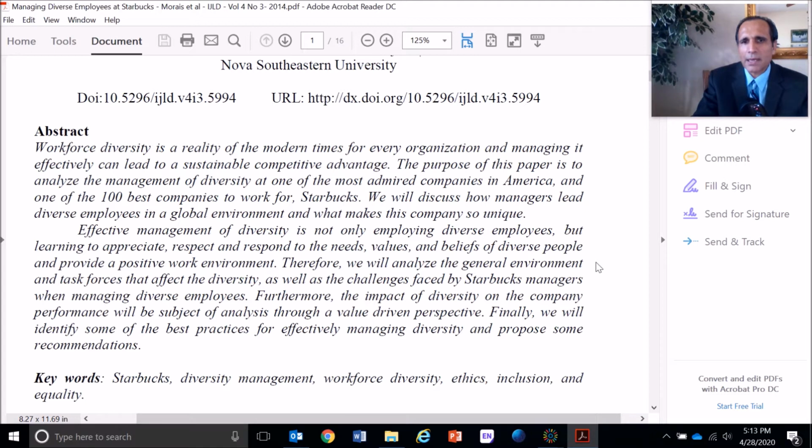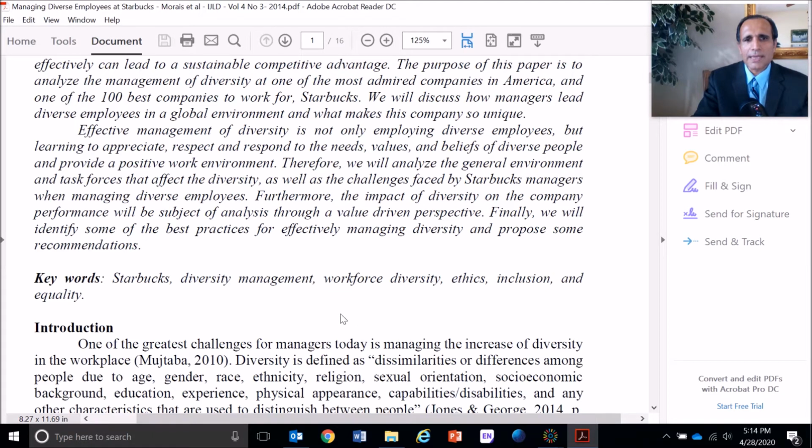Therefore, we will analyze the general environment and task forces that affect the diversity, as well as the challenges faced by Starbucks managers when managing diverse employees. Furthermore, the impact of diversity in the company performance will be subject of analysis through a value-driven perspective. Finally, we will identify some of the best practices for effectively managing diversity and propose some recommendations for readers and managers of any organization. And then you see some keywords that relate to the research or the topics of this paper.